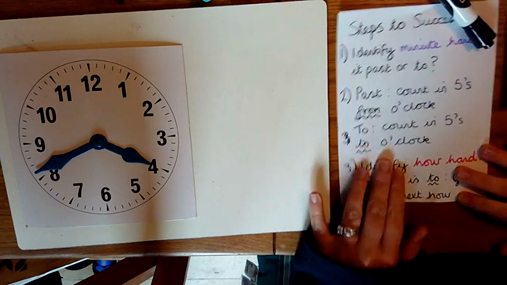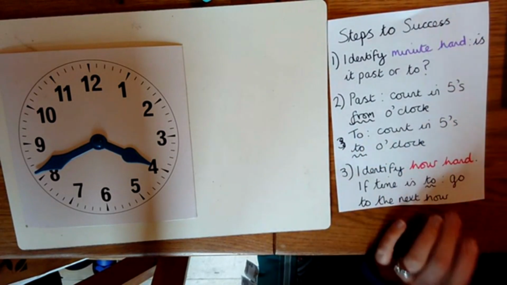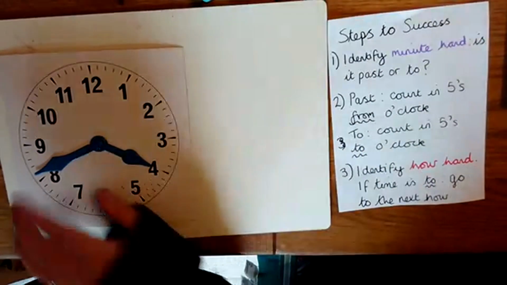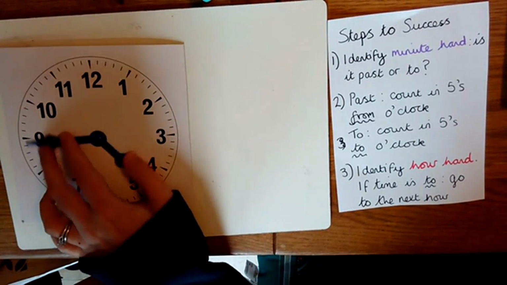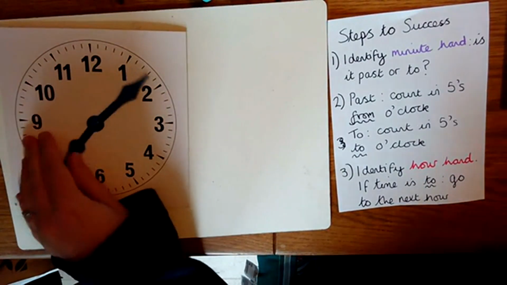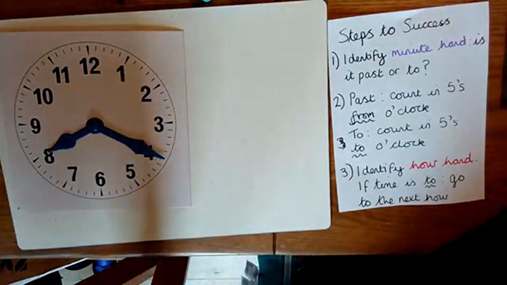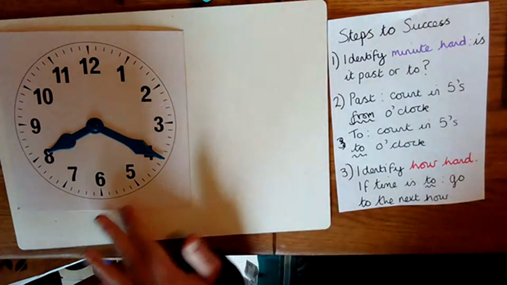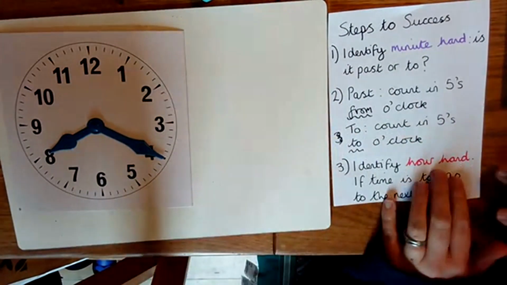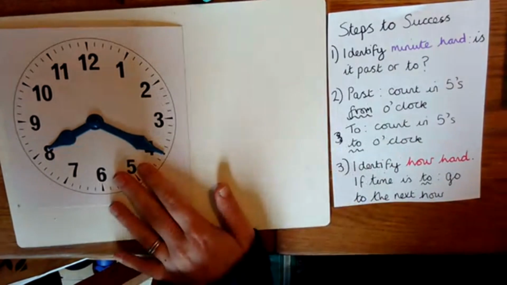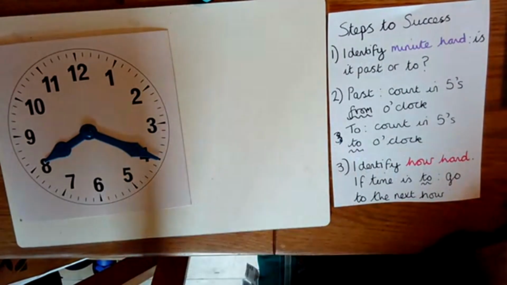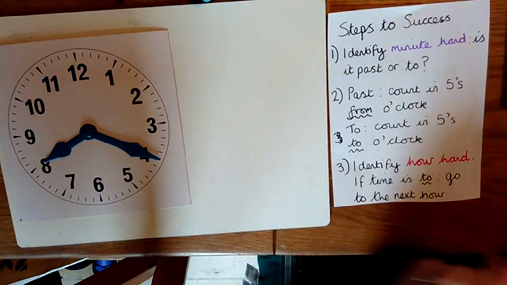So here I have got a couple of things. I've got a clock and I have got some steps to success. We're going to first have a quick recap of looking at intervals of 5 minutes. So this is your steps to success. I'm going to read them through and then we're going to apply them to this time. We're going to have a couple of examples just so we can practise.